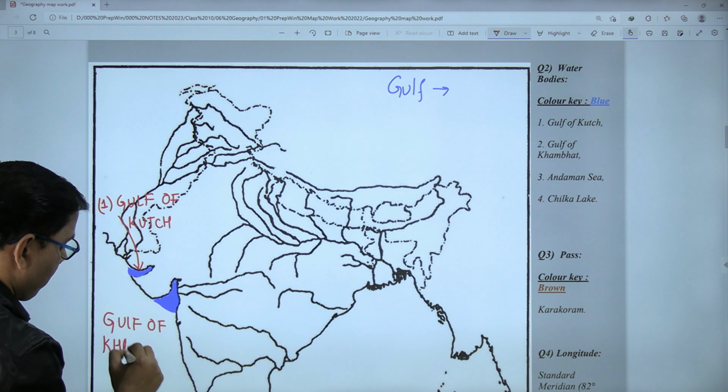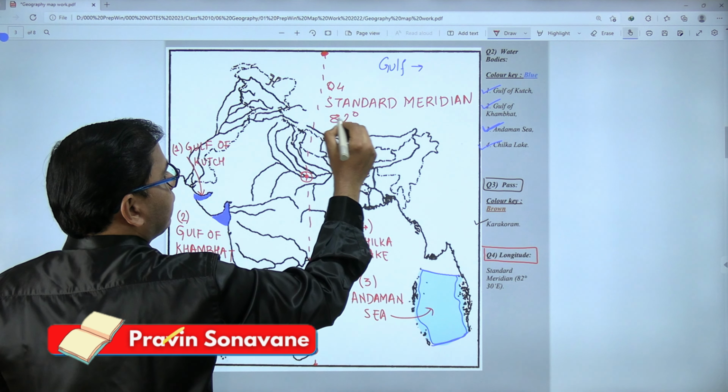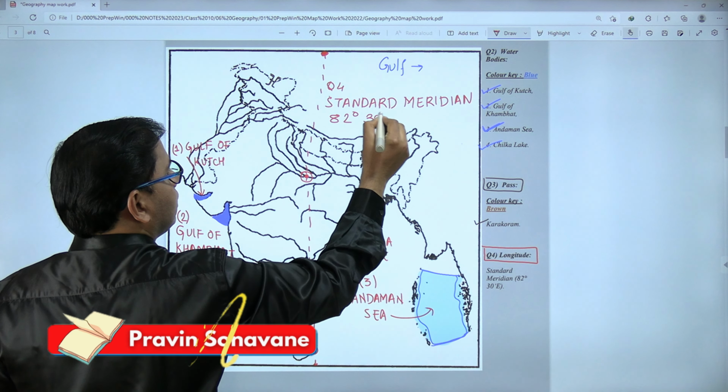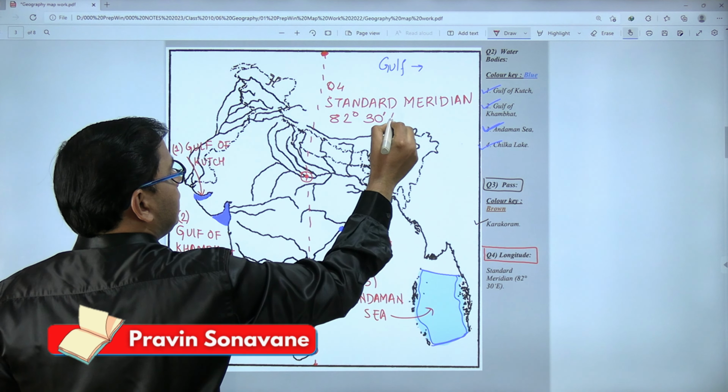This is question number 4. And this part is important, 82.5 degrees. Either you can write 82.5 degrees or you can write 82 degrees and 30 minutes east. Okay, so labeling is also done. So we have marked all these 4 parts plus Karakoram Pass and standard meridian.